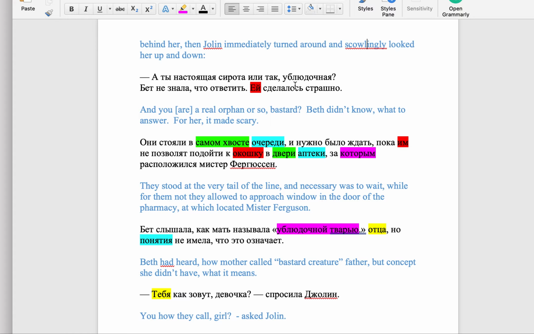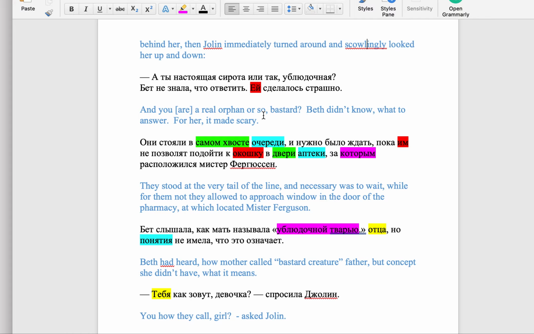Okay, so, and you are a real orphan, or a bastard, basically. Ublyudochnaya can be translated as bastard, basically. And Beth didn't know what to answer, but for her, it made scary. So this is a very strange construction when you try to translate it into English.